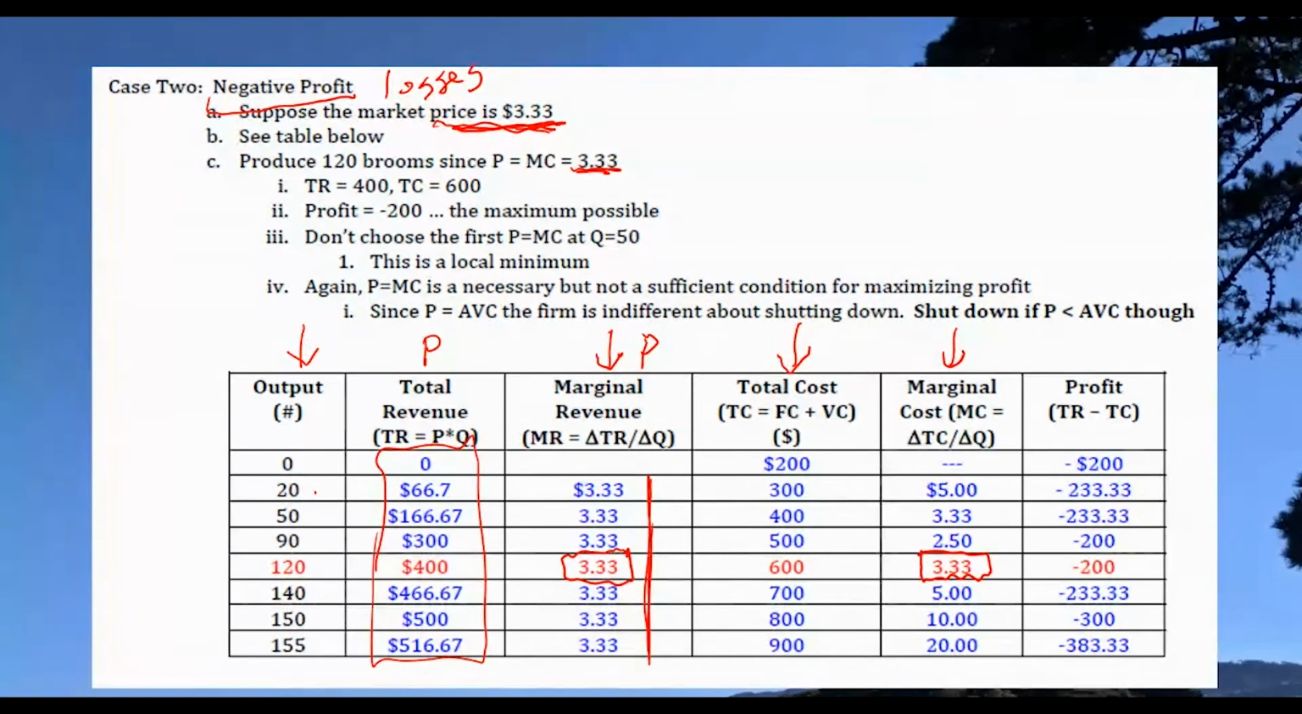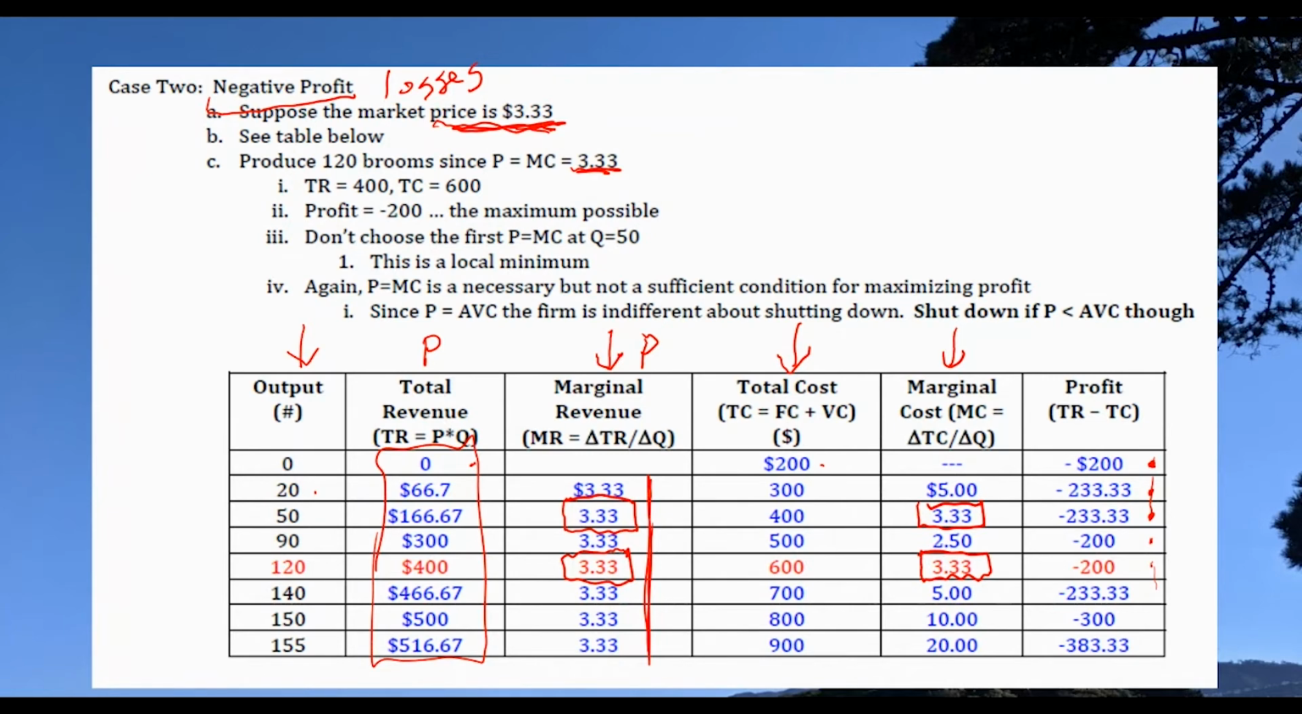Now, there is a problem on this particular chart that you will notice. Why not pick this 3.33 and this 3.33? Well, look at the profits over here. When we actually do the calculations, we're going to find total revenue minus total cost is minus 200 in the first instance, minus 233, minus 233 again, minus 200, which is higher, and again up to minus 200. So profits fall, and then they rise back up again to a higher level.